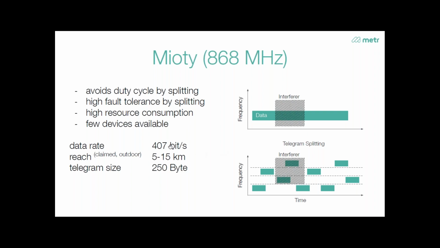One of the things also, data rate is 407 bits per second, which is quite low. We have a reach claimed for 5 to 15 kilometers, and we have a telegram size pretty similar to the others, 250 bytes in this case. So we actually decided to stick, first of all, with wireless M-Bus, because that's what we are using on our end and also what our customers are using. But we're still keeping an eye on LoRa and MyOT for the indoor connection. Maybe in the future, we can make use of that.